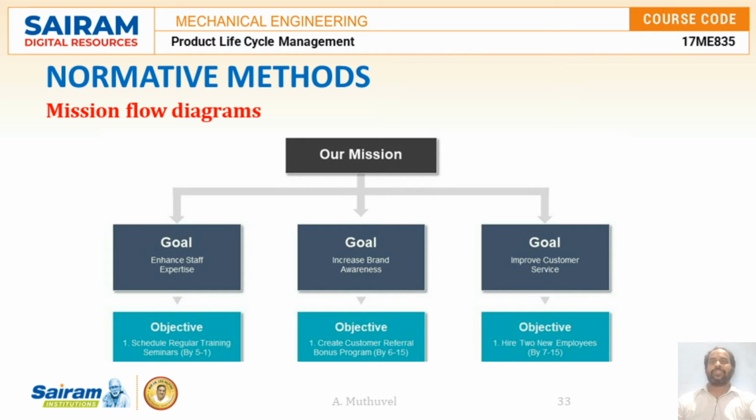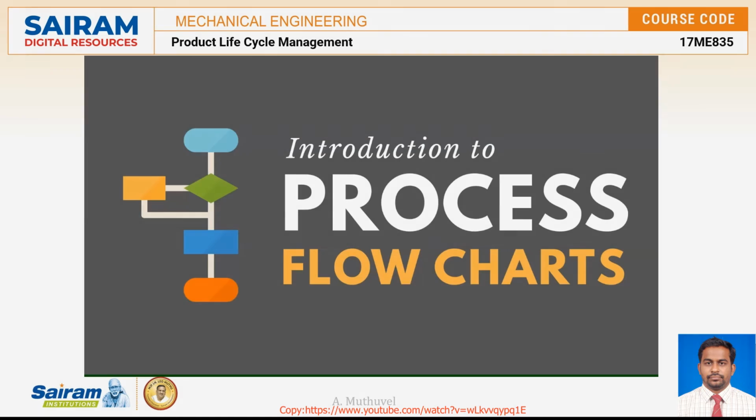Suppose any problem happens at any point of time, you are able to solve the issues then and there. Process flowcharts are used often in Lean Six Sigma. It's important for us to know these. They show us the sequence of process steps.